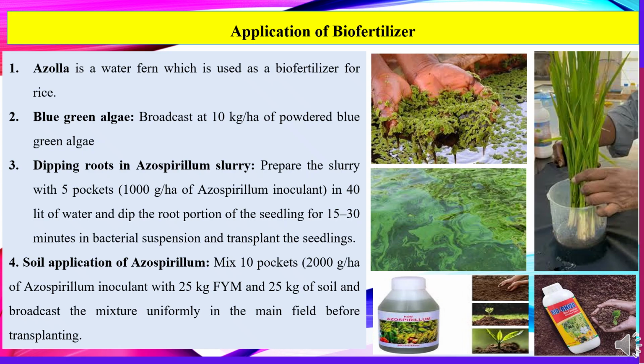Dip the roots of rice seedlings in this slurry for 15 to 30 minutes before transplanting. This promotes early root establishment and enhances nutrient uptake. Soil application of azospirillum. Mix 10 packets, total 2000 gram per hectare, of azospirillum inoculant with 25 kg of FYM and 25 kg of soil. Broadcast the mixture uniformly in the main field before transplanting.